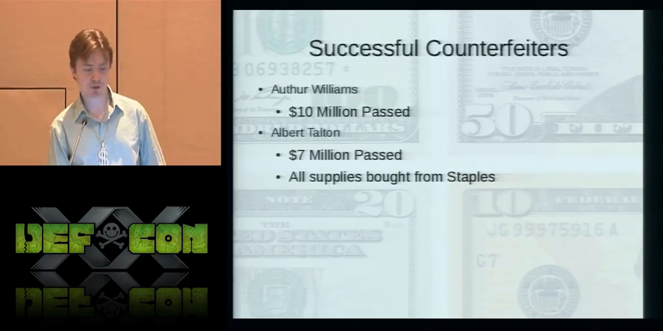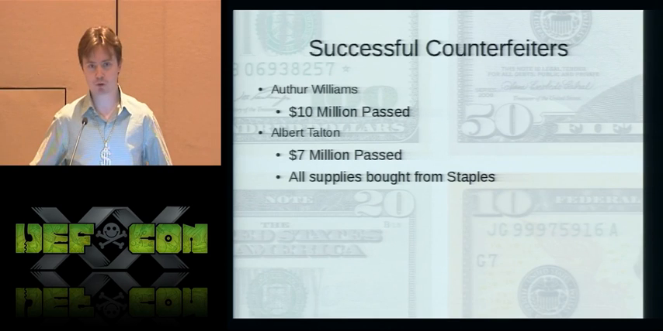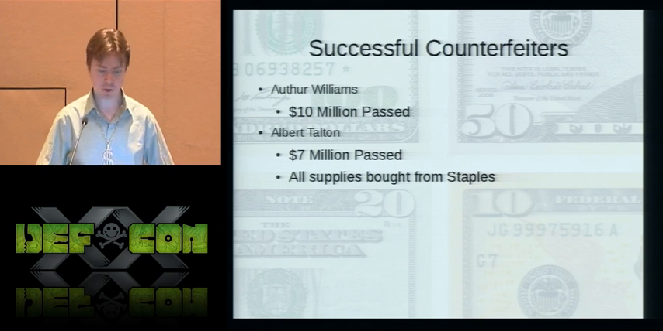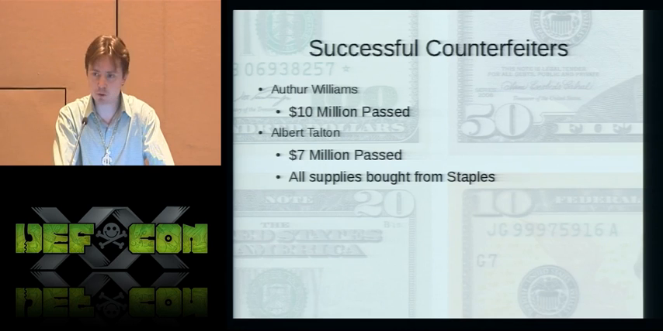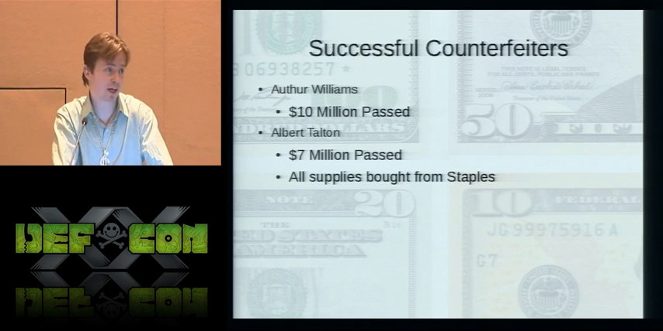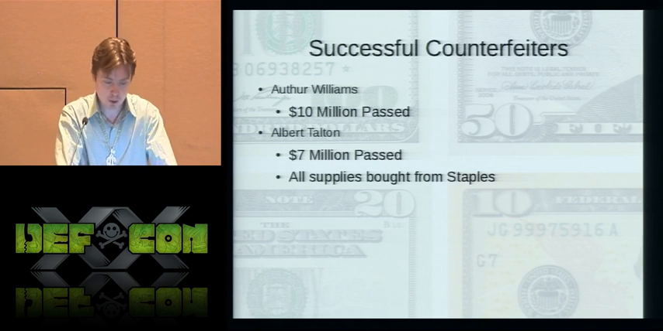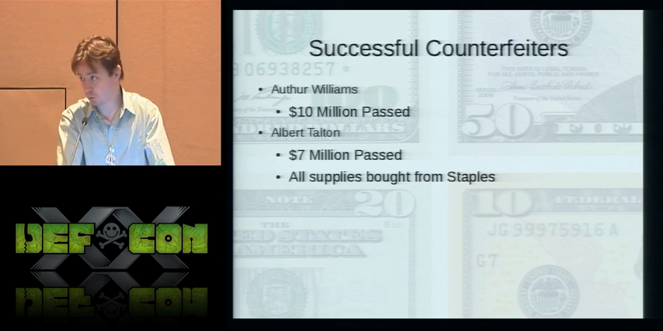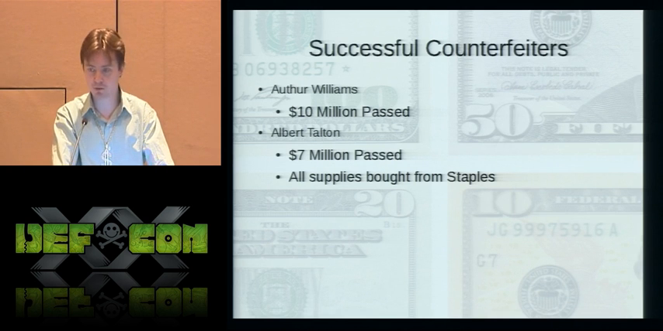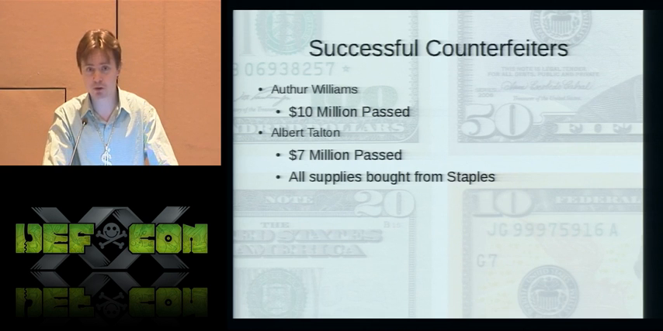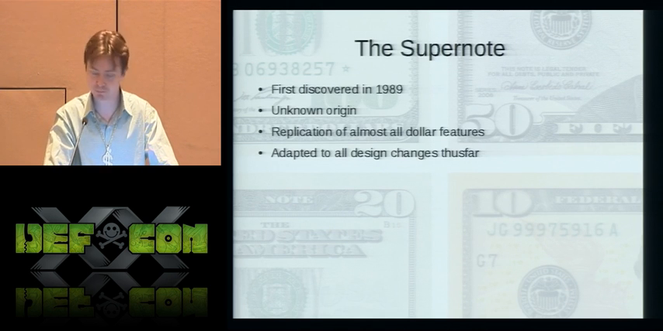So 2 successful counterfeiters I'd like to mention, Arthur Williams and Albert Talton, who were independent of each other. They counterfeited modern currency, meaning the 1996 series and on, and they were both self-taught. And in addition to that, they also used a method of counterfeiting the bills which was almost exactly the recipe that I just stated to you. Both of these guys were very successful and also convicted. And they were able to pass millions of dollars of counterfeit money. The interesting case with Albert Talton is he was able to get all his supplies from Staples.